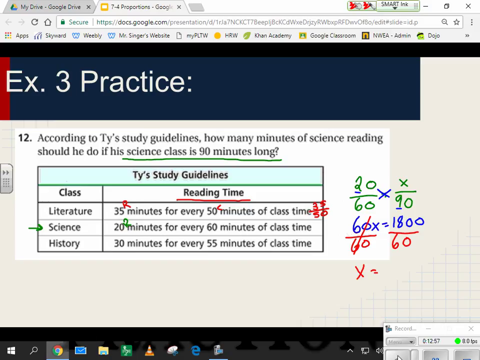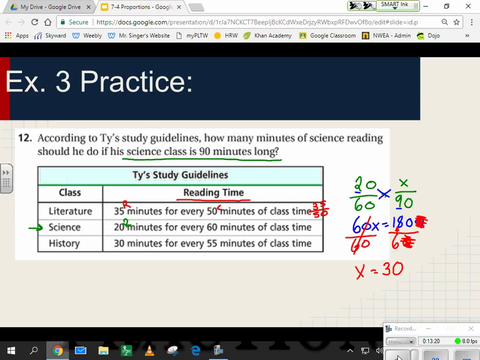So now if we divide 60 into 1,800, first thing I'm going to do is see they both got a 0. I'm going to cross that out. Now I just got to see how many times 6 goes into 180. Well, 6 goes into 18 3 times, and then we have a 0 left over. So the question said, how many minutes of science reading should Ty have to do?